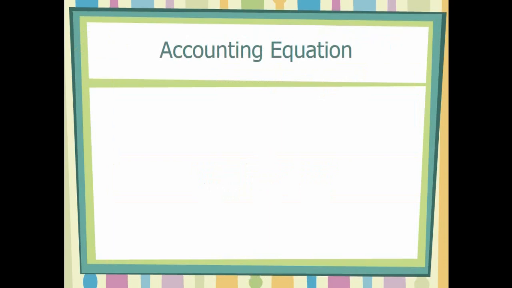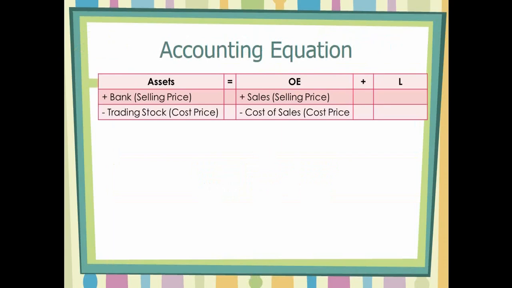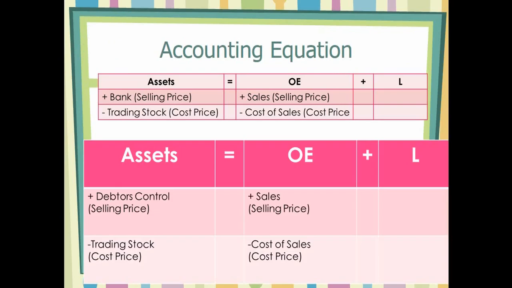So let's look at the accounting equation. For a normal cash sale, we would have debited bank and credited sales. We would credit trading stock and debit cost of sales. But now, for a credit transaction, we debit debtors control and we credit sales. So can you see this line is very similar to the cash sale transaction, except bank is now being replaced by debtors control. Remember, debtors control is an asset.